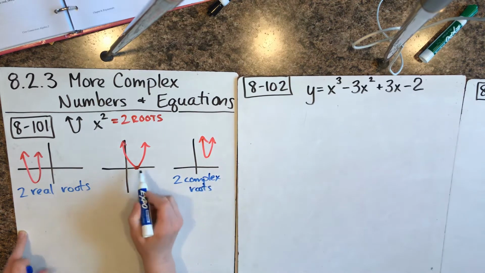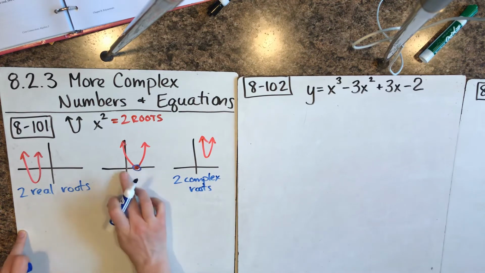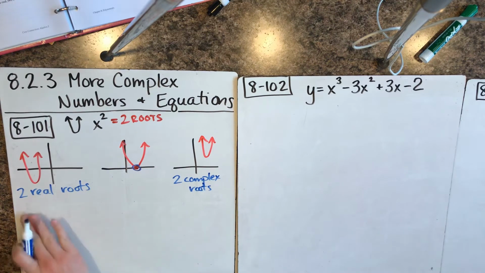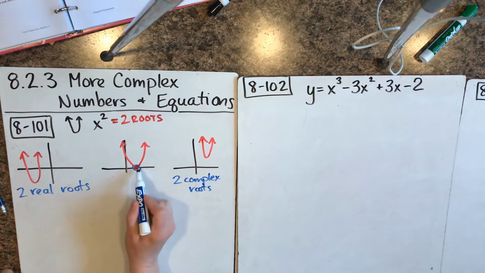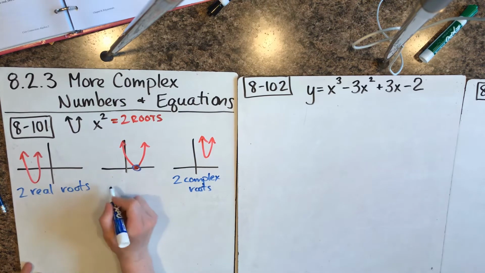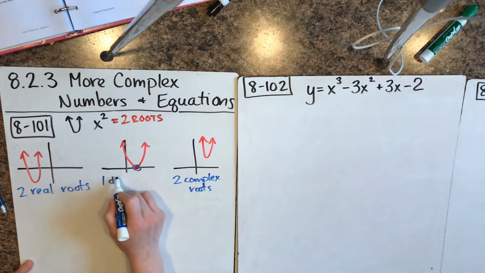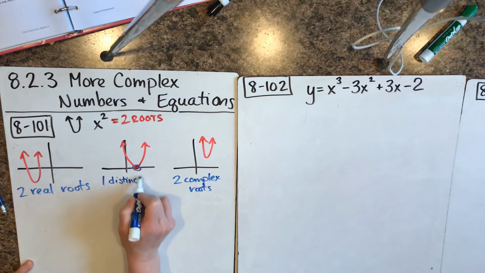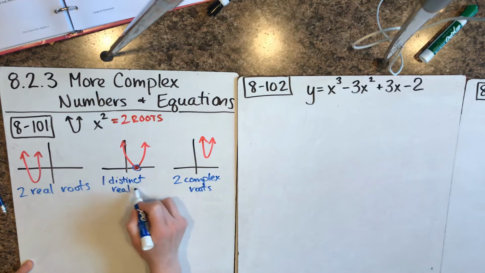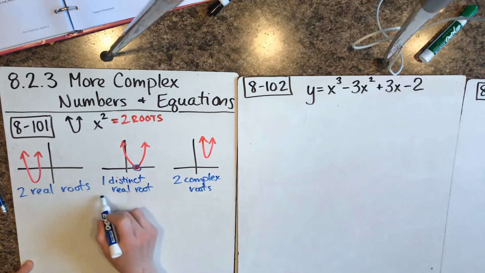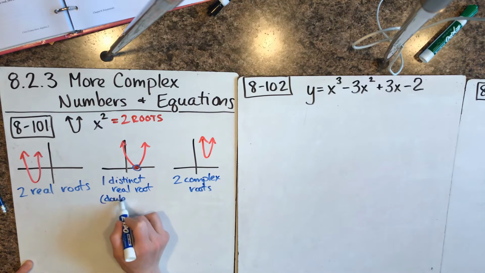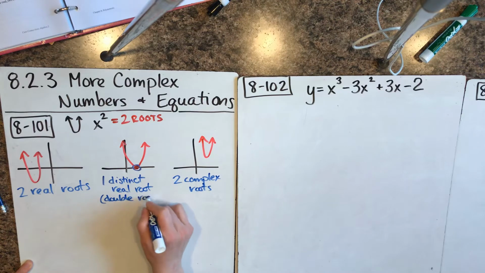So what about this one? This one's a little bit different. It does definitely have two roots. They're definitely real because you can see it touches the x-axis, but it's only one place that it touches. So we say that it has one distinct real root, but we call it a double root because it bounces.